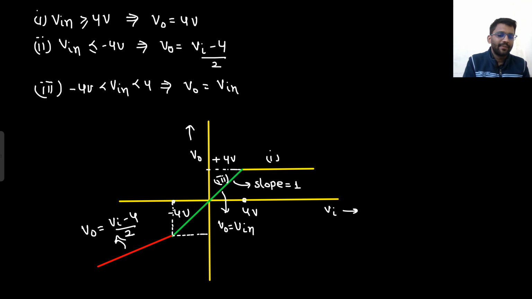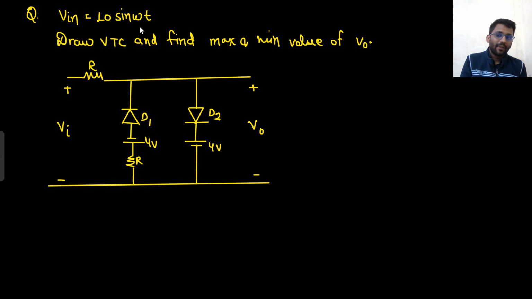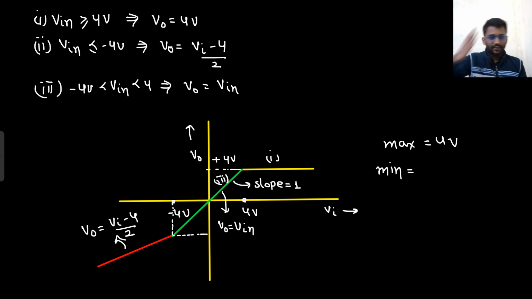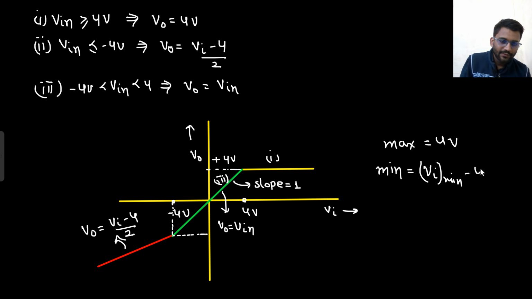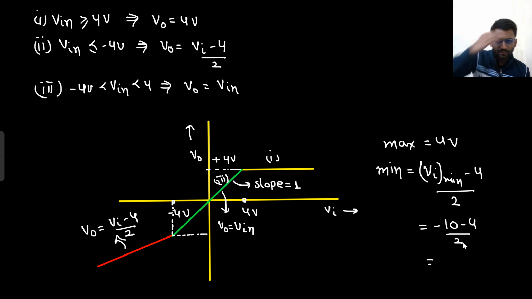Now they asked you the maximum and minimum value. So maximum value you can see in this graph, that is 4 volt. What about the minimum one? Now the input value is varying from minus 10 to 10 only, right? Input is not going till infinity. Input is minus 10 to 10. So what will be the minimum value? Minimum value will be somewhere here. So minimum value will be V in of minimum minus 4 by 2. So V in of minimum, that would be minus 10. Minus 10 minus 4 by 2. So minus 14 by 2, that means minus 7 volt. So minimum value will be minus 7 volt and maximum value will be plus 4.